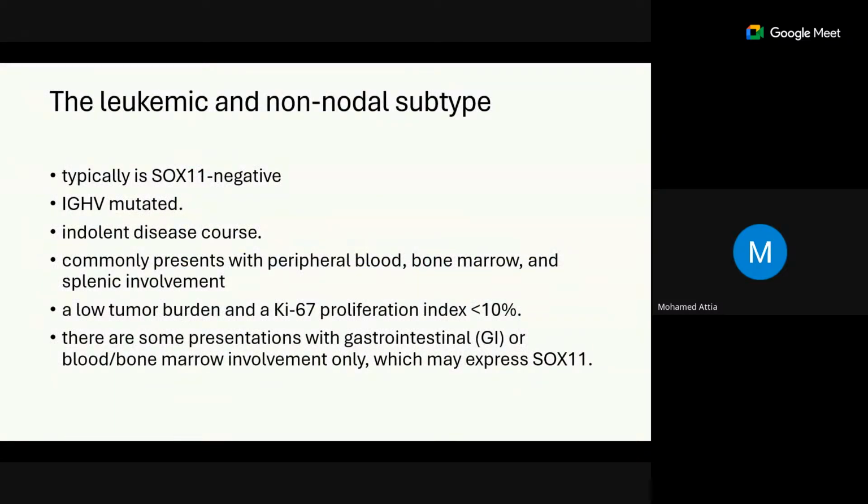The second kind of mantle cell lymphoma is called the leukemic or non-nodal subtype. And when we call anything leukemic, it means that the malignant cells are present in the peripheral blood. And it is typically SOX11 negative. And it's typically immunoglobulin heavy chain mutated. And it's usually an indolent disease course. Although it is leukemic, it is an indolent disease. And it commonly presents with peripheral blood, bone marrow and splenic involvement.